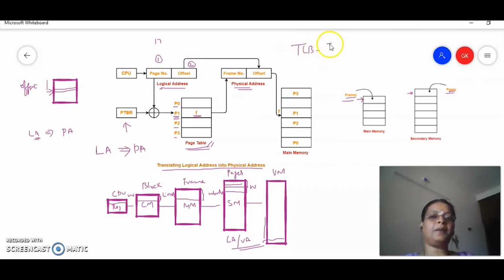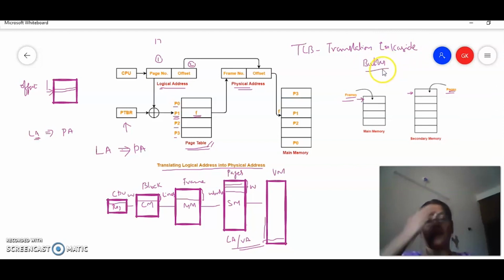TLB stands for translation look-aside buffer. So what is this? As the name implies, it is a kind of buffer. A buffer will store something which is going to be frequently referred. In this buffer we will have the translated addresses.